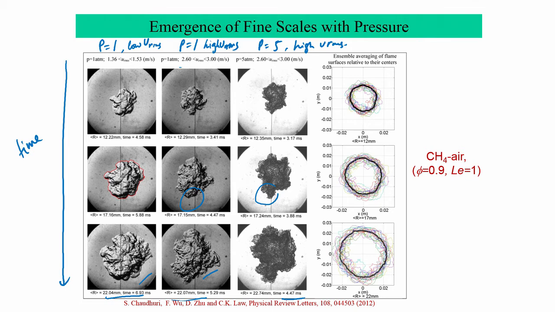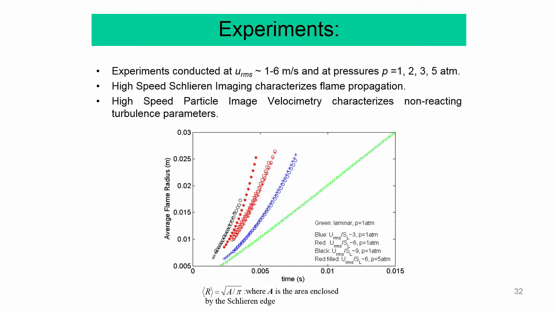Okay. So, these experiments were conducted at a URMS of 1 to 6 meters per second and a pressure of 1 to 5 atmosphere, and we used high speed Schlieren imaging to characterize the flame propagation, and high speed PIV to characterize the non-reacting turbulence parameters. That is an important thing, because how do you know what your URMS is? You need to do high speed PIV, or measure the velocity by LDV, etc.